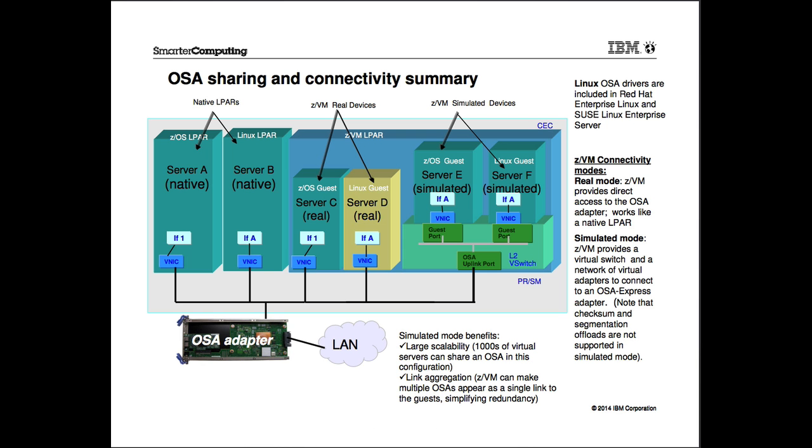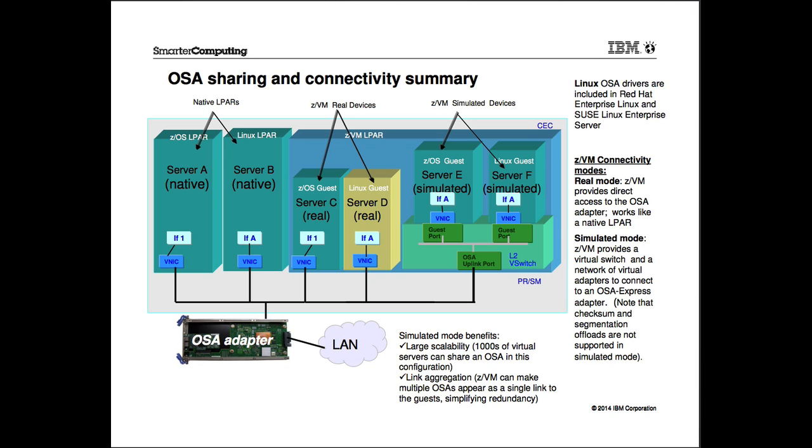The next slide shows you some of the sharing and connectivity that OSA has, and some of the terms you'll have. Here I've drawn a CEC, and the CEC has multiple LPARs. It has a z/OS LPAR, a Linux LPAR, and then a z/VM LPAR, which is running multiple guests. z/VM can act as a hypervisor and run multiple guests. They're all sharing a single OSA adapter. And OSA can be shared by native LPARs, which are the two LPARs on the left, which means they have direct access to the OSA card.